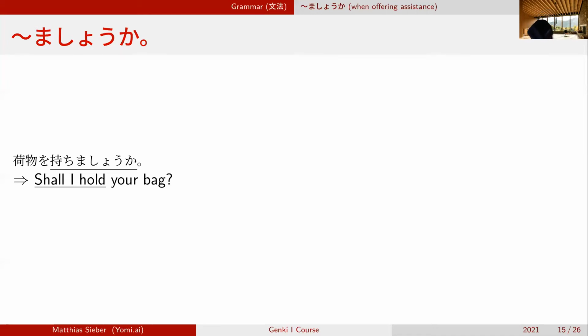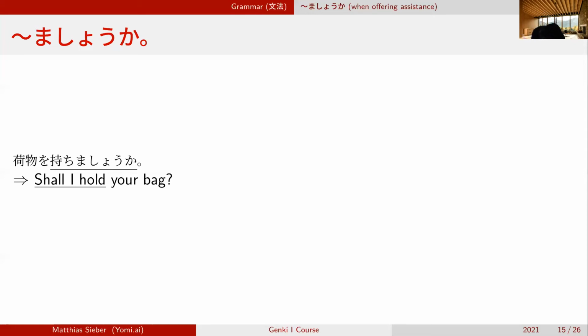Yarimashou ka comes from yaru, right? It's a more informal version of suru, right? Yaru. Yotsuba says yaru a lot, right? So watashi ga yarimashou ka. Another example, to a person who is carrying a heavy bag, which we already covered. Nimotsu o mochimashou ka? Shall I carry your bag? Right? This is really all there is to it.